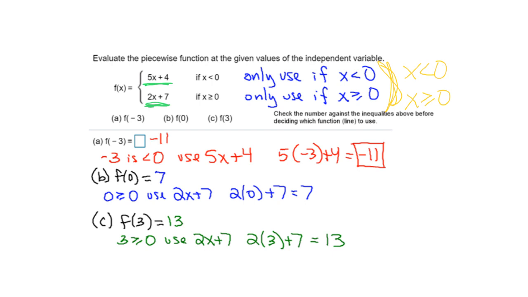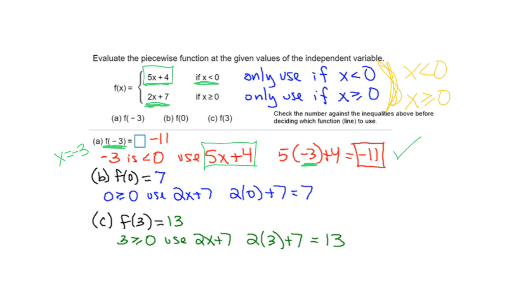So let's take a look here. The first one they want me to use is -3, right? F of -3. That means that x is equal to -3. Well, -3 is less than 0. So since it's less than 0, which is my indicator up here, then I'm going to use the 5x plus 4. And all I'm going to do is substitute. We did a little of this a long time ago. I'm going to substitute -3 in for x. And what pops out is -11, and that's my answer. Functions are like machines. You've got an input and an output.